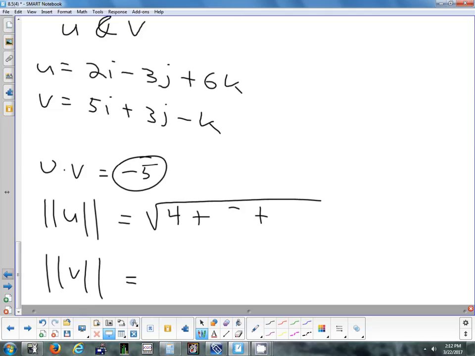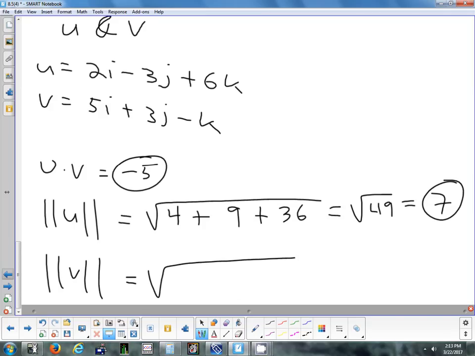Yep, negative 3 squared is 9. And Lauren, the last number we're going to square, which is 36. So if you add 4, 9, and 36, what do you get? 49. So what's the length of u? 7. Okay, in this case, we got a nice answer. That doesn't always happen, but it did this time.